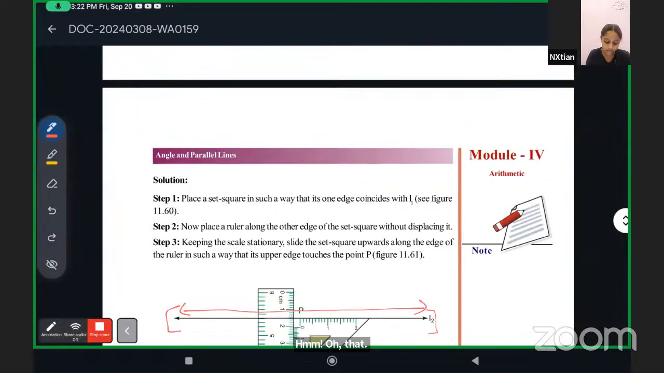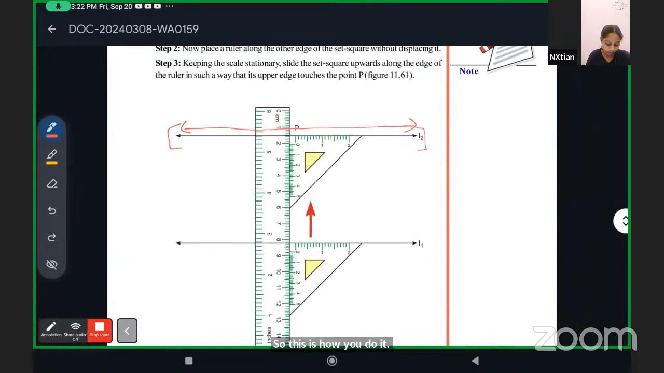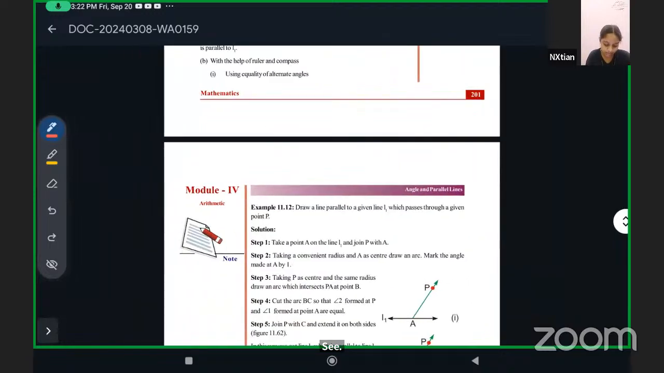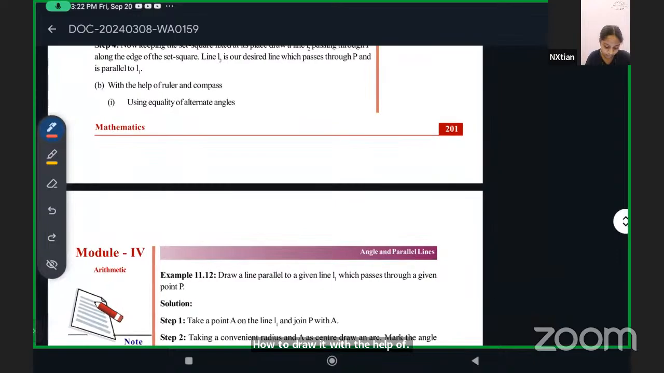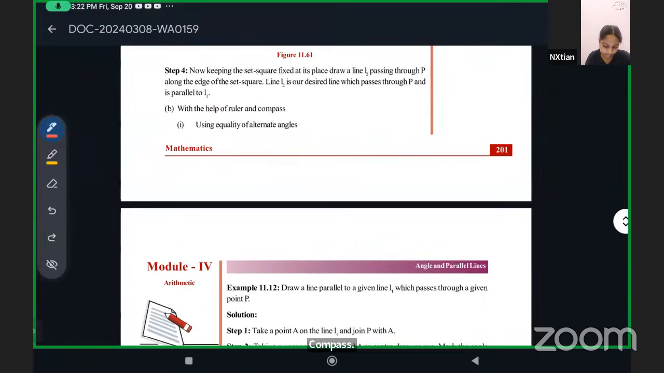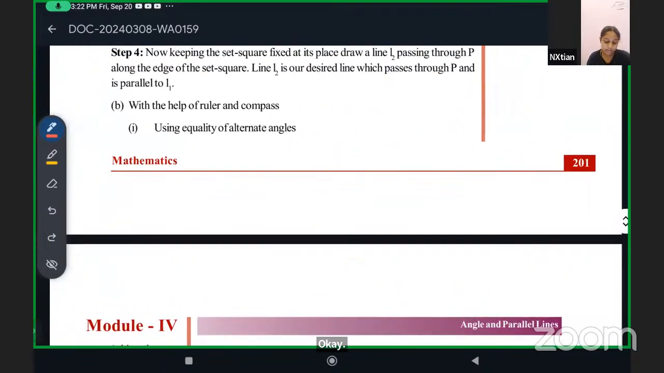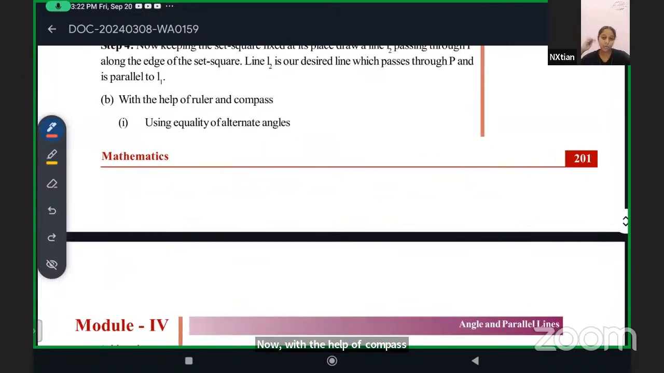Now we will see how to draw it with the help of a compass. With the help of compass, we are going to use the property of equality of alternate angles. We know that alternate angles are equal, right? So we are going to construct alternate angles and then draw parallel lines.